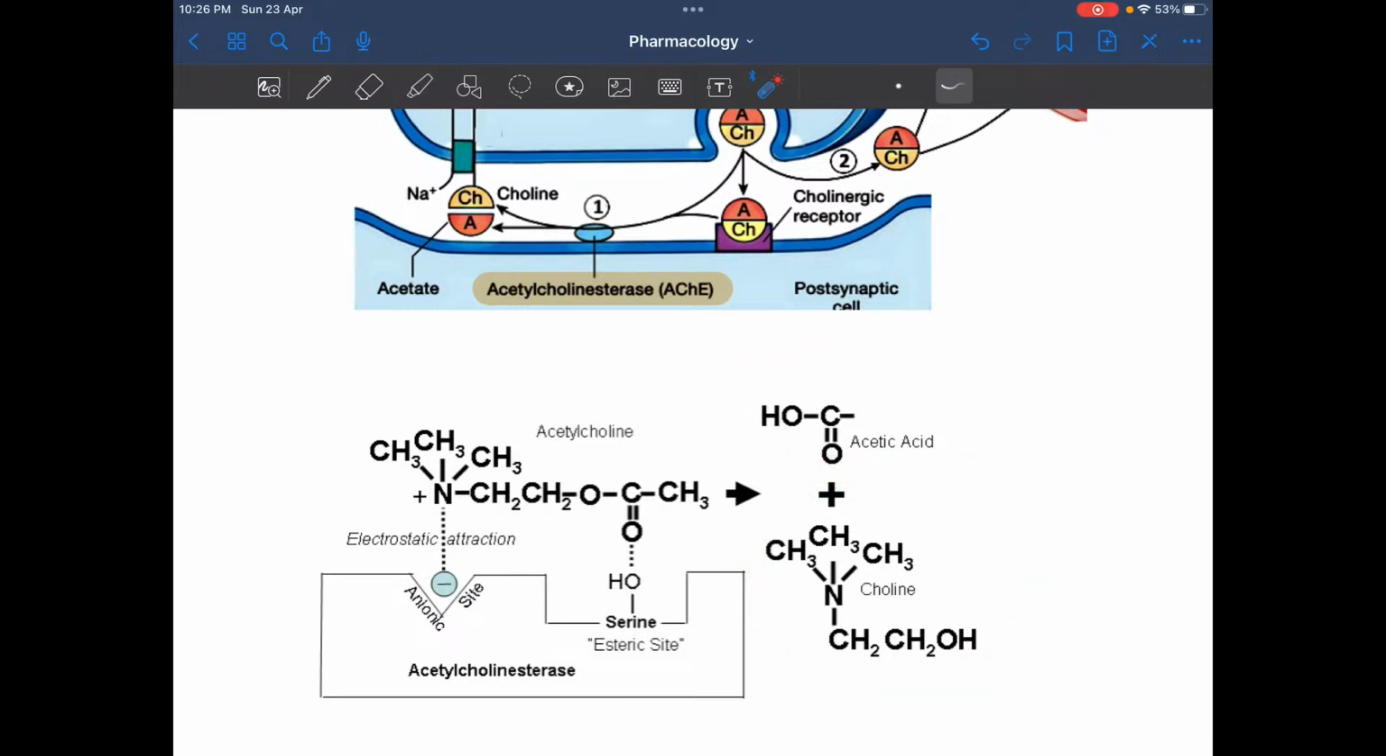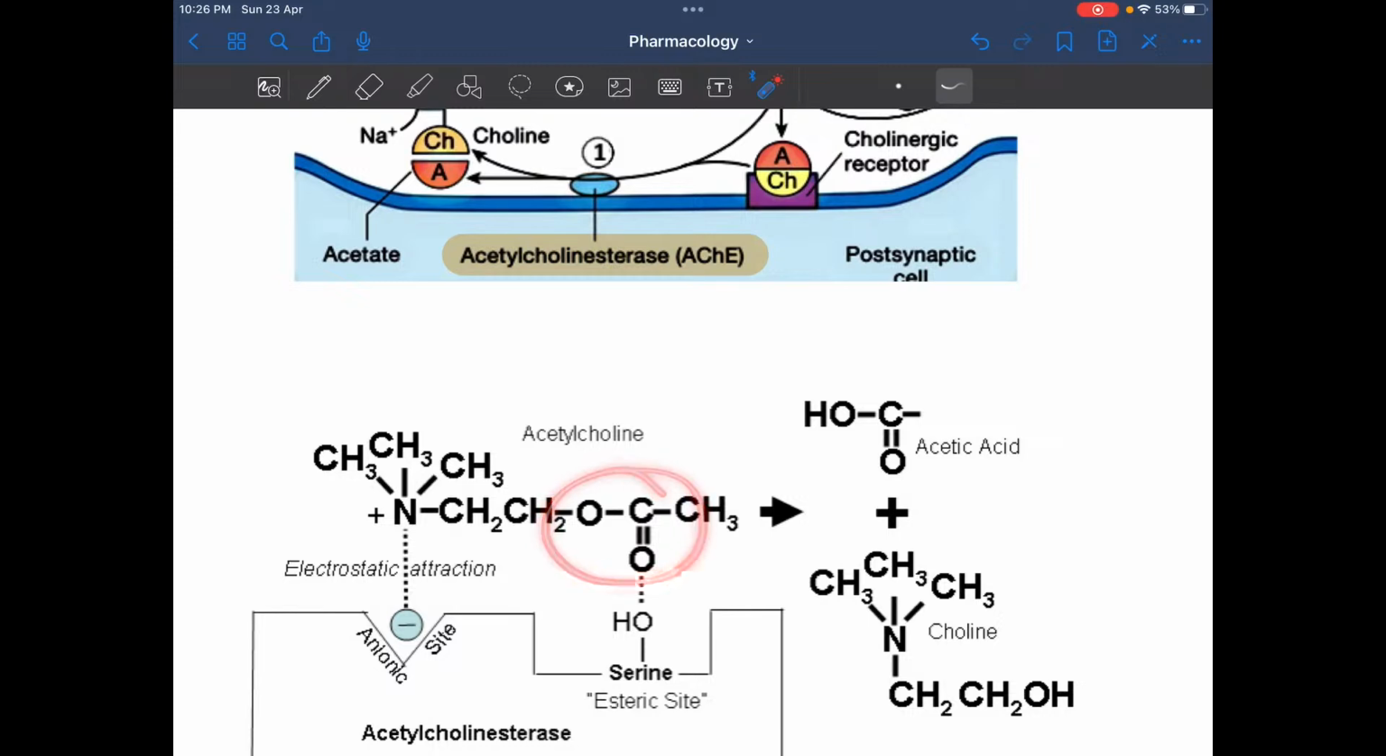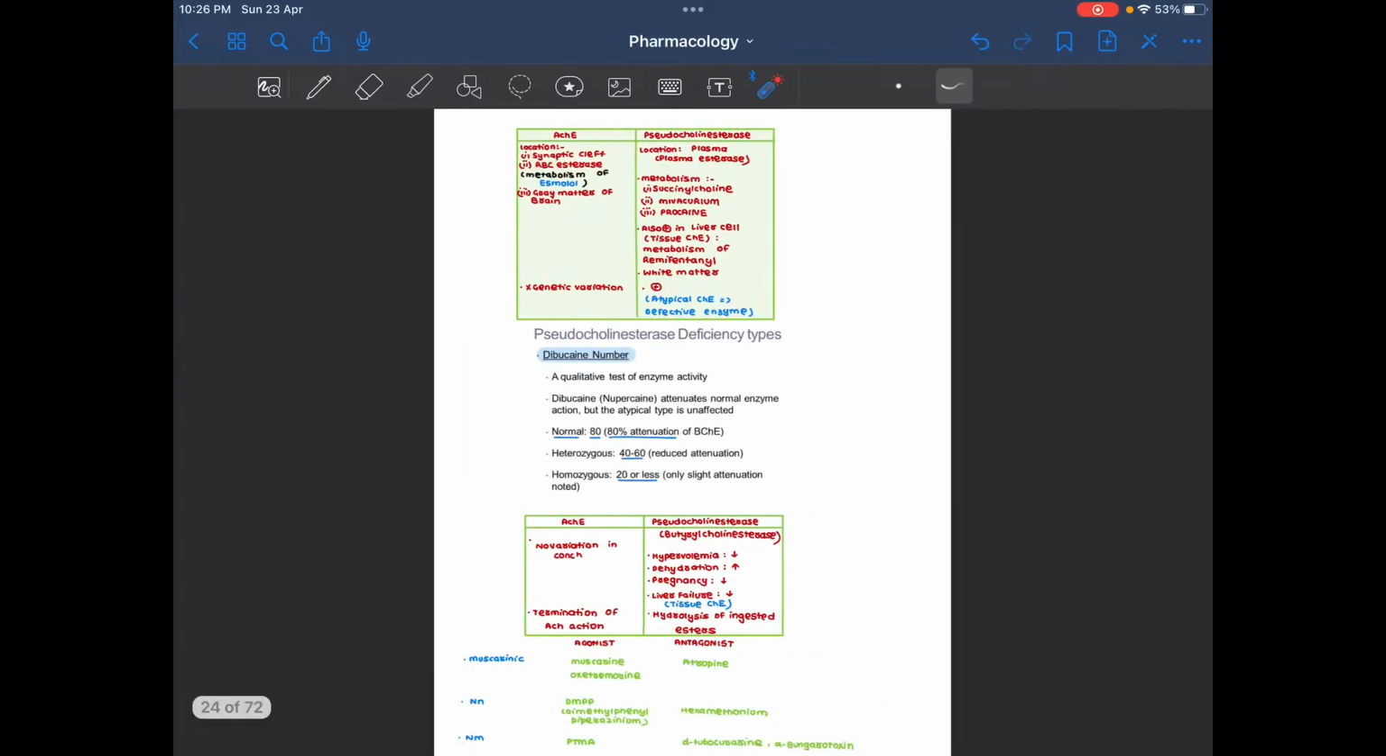We have the anionic site, we have the esteric site. Okay. On the anionic site glutamate is present, on the esteric site our serine is present. On the anionic site, because of electrostatic attraction, choline gets attracted and mainly we cleave the bond which is present over here. So this is an ester bond, right guys? So this is an ester bond that I am talking about. So any ester bonds in the body, this enzyme can work over there. Okay.